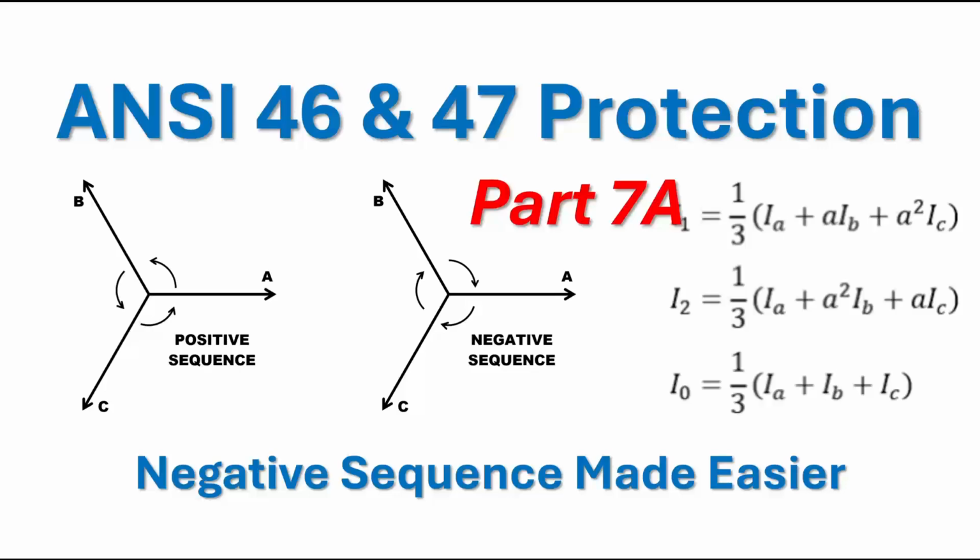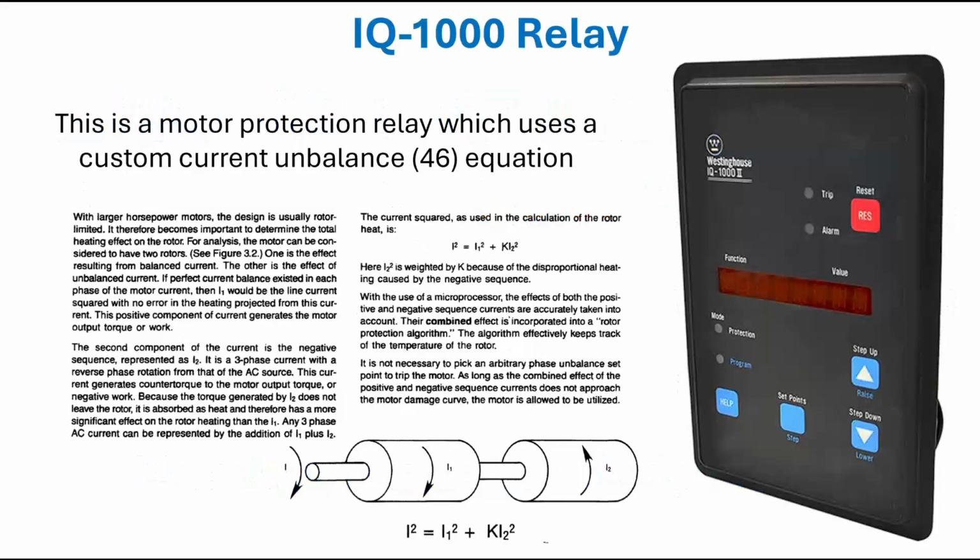Okay, so welcome to part 7 of Negative Sequence Made Easier. This is actually going to be 7A. We're going to break this into 2 different videos because this relay's got a lot of math that's going to be ridiculous, and I'm going to save that calculation for the pickup for part 2. So this is going to be over the IQ 1000 relay.